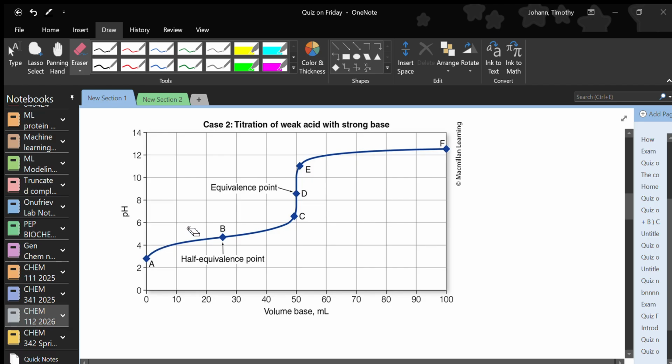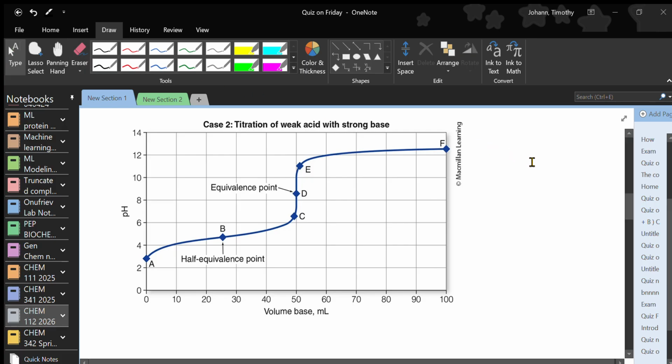So the pH starts low, we add base, it goes high, and we have an equivalence point that has a nice sharp peak there. And so we can solve for that. We can also solve for the pKa here, and I'll show you how to do that.